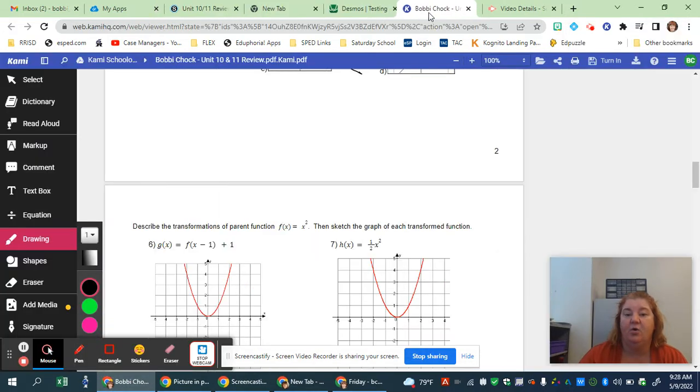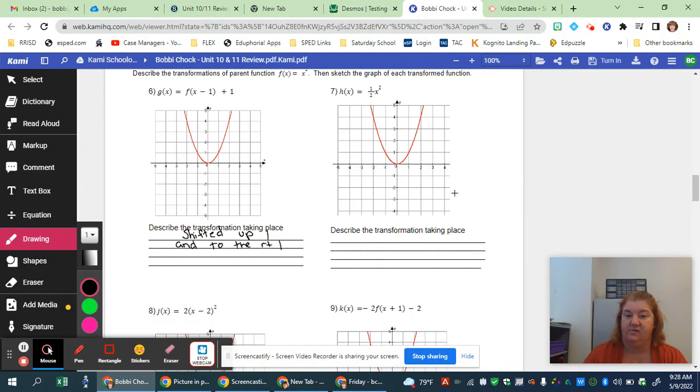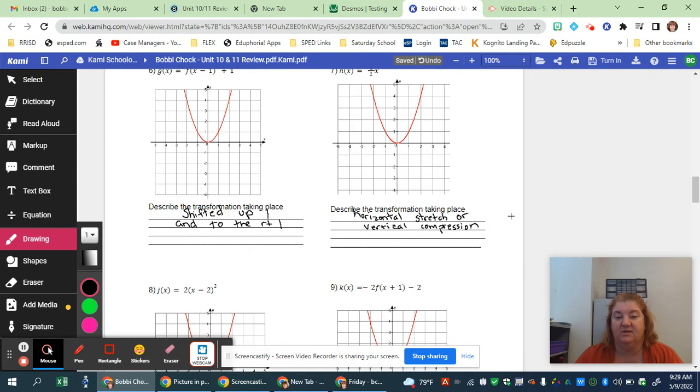It can be a horizontal stretch, or a vertical compression. Okay. Let's go to the next one.